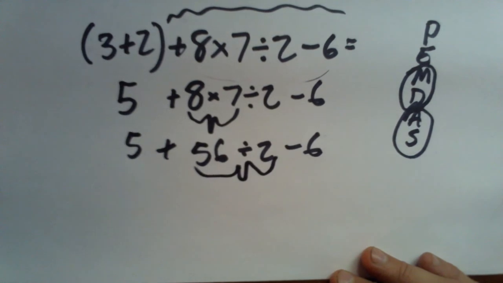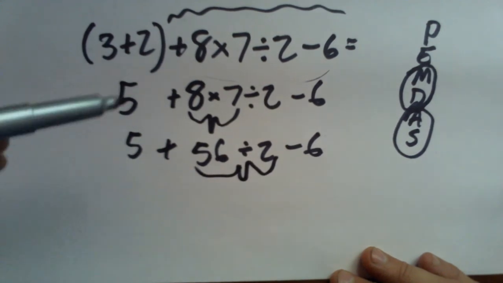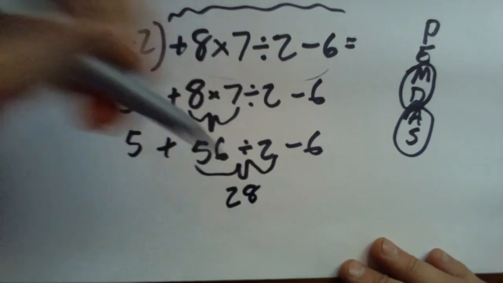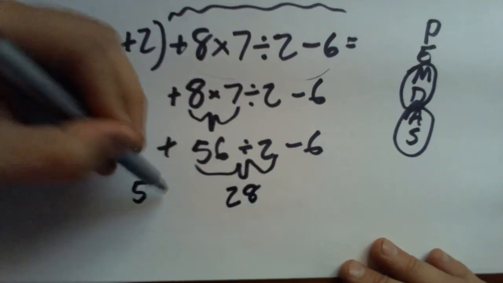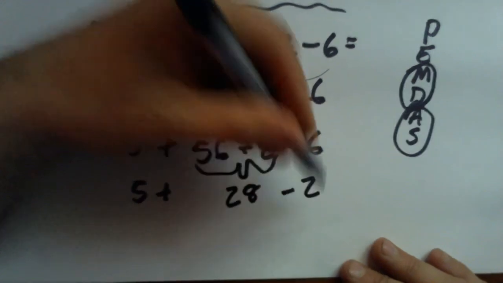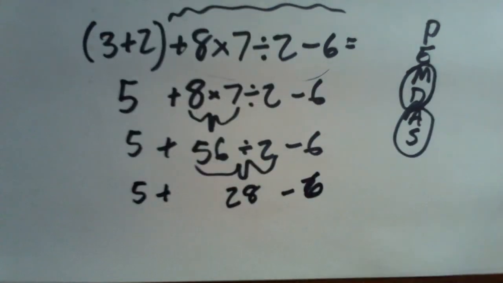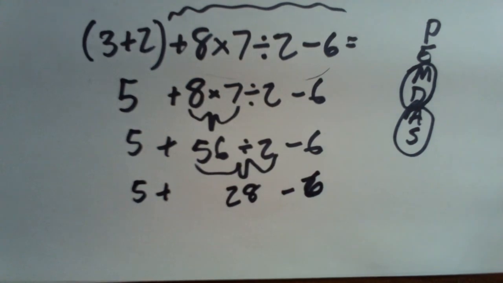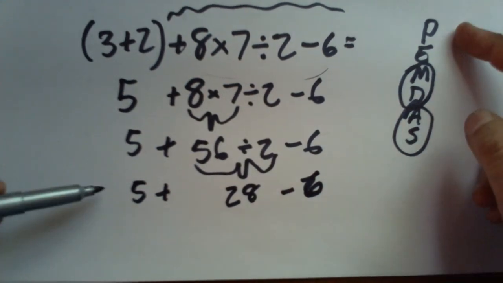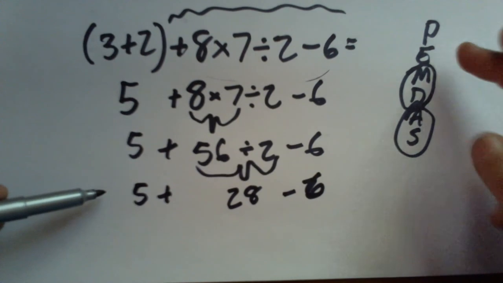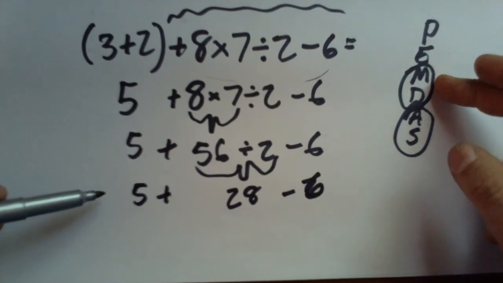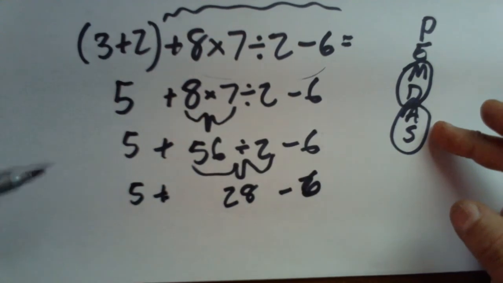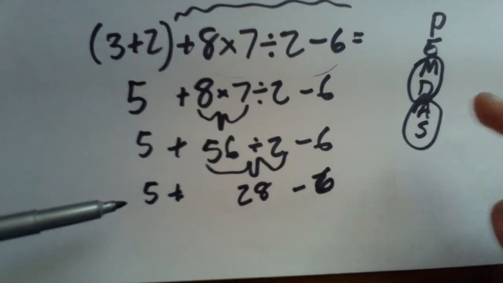Okay, so I'm just going to deal with that one. 56 divided by 2. Is that 28? Yep. 28. Now I'm just going to drop the rest of this down. Not going to change it. Didn't change anything except that 56 divided by 2 is 28. Any parentheses? No. Exponents? No. Multiplication or division? No. Adding and subtracting? Yep.